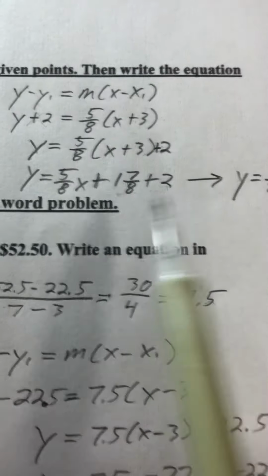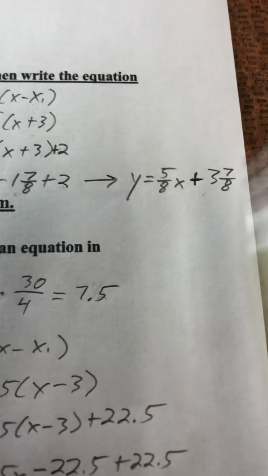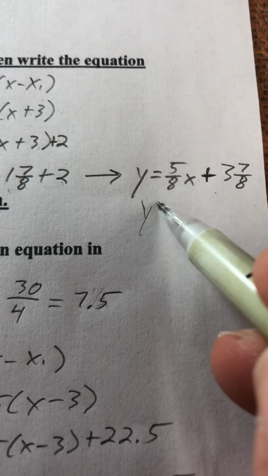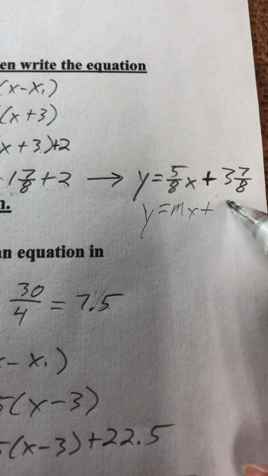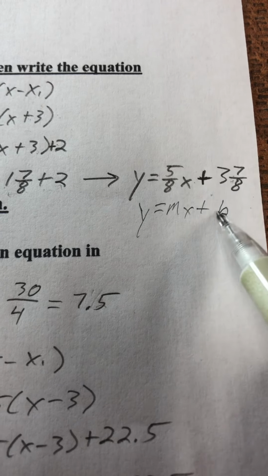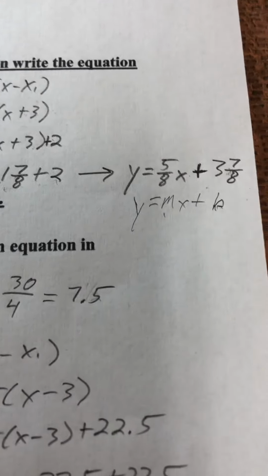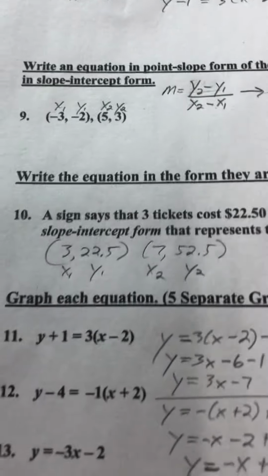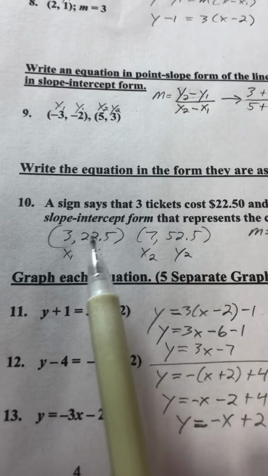All right, so that's that. This is the end. This is your answer in slope-intercept form. Y equals mx plus b. Okay. So there's your y-intercept, and then there's your slope. Number 10. So you had to do a lot with this one too.